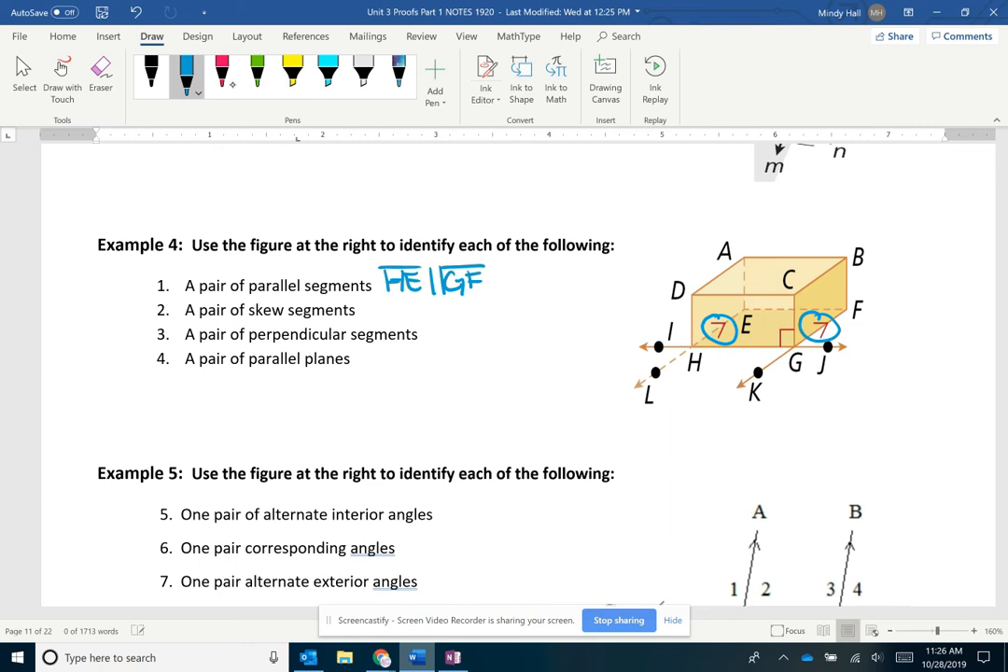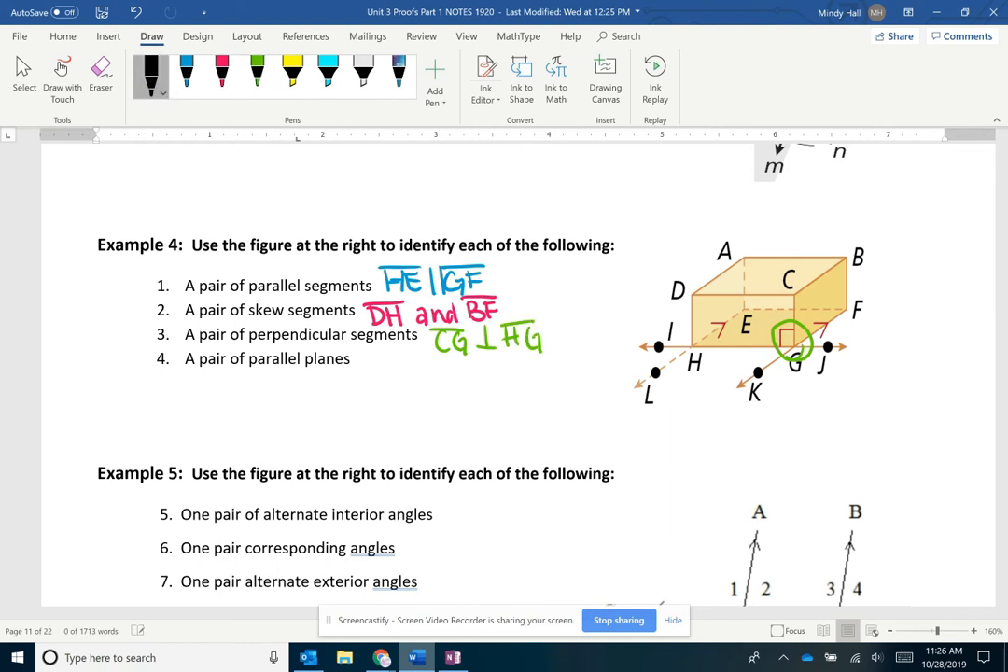Okay, and then a pair of skew segments, remember, are on different planes and they will never touch. So that would be, let's say, DH and BF. The safest bet is just to pick one on the opposite side of the shape if it's in a picture form like that. With perpendicular segments, you're looking for that right angle, so it's right there. So that would give us CG is perpendicular to HG.